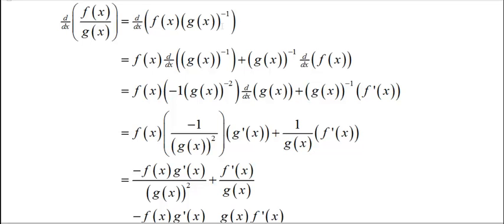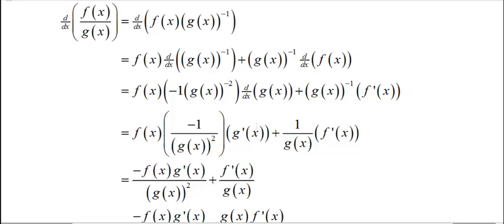Now we can think of this as the product of two things, so we can apply the product rule, which says it's the first, f of x, times the derivative of this second part, plus the second part, g to the negative 1, times the derivative of the first. Derivative of f of x, of course, is just f prime. Now here we have g to the negative 1, so the derivative of that is negative 1 g to the negative 2, then times the derivative of g.